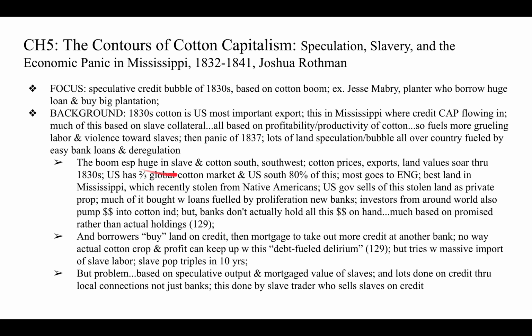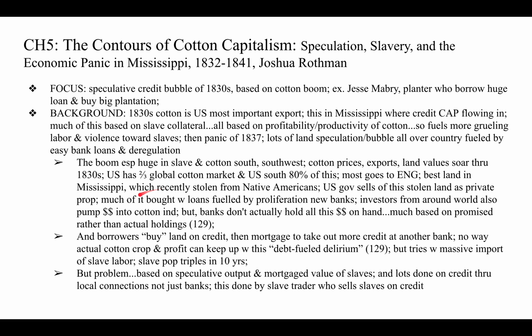This boom was especially huge in the slave and cotton South and Southwest, where cotton prices and exports and cotton land values soared through the 1830s. The U.S. had 2/3 of the global cotton market, and the U.S. South had 80% of this, most going to England to produce manufacturing goods like clothes.